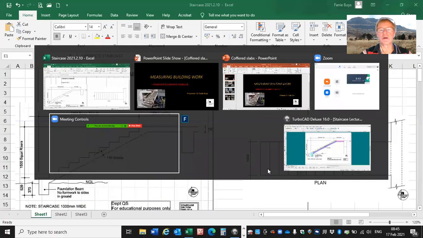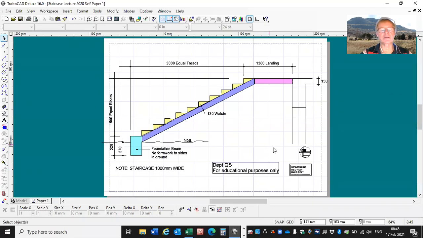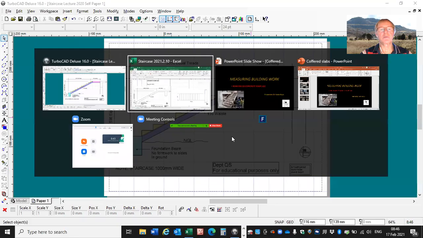We are going to measure the staircase in the following sections. Firstly, that part we're going to measure as concrete in foundations or foundation beam. And then the staircase itself, we're going to divide into two different sections. Firstly, the triangular sections, and then this shape, which is a parallelogram, we're going to measure separately. And then that part of the landing, we're also going to measure separately. So we're going to go straight into the measurement thereof.